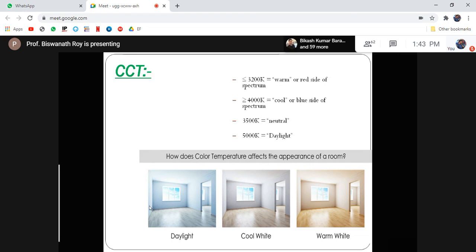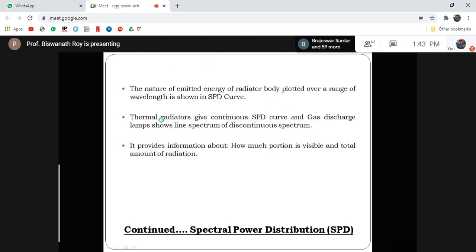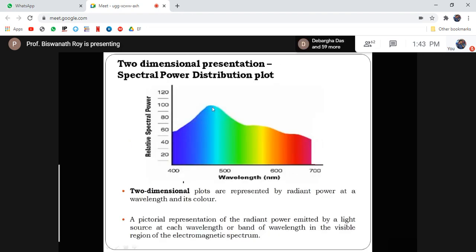Relative power is with respect to the maximum power. Say suppose here the numerical value of the maximum is 10. Suppose, for example, all values are divided by it.